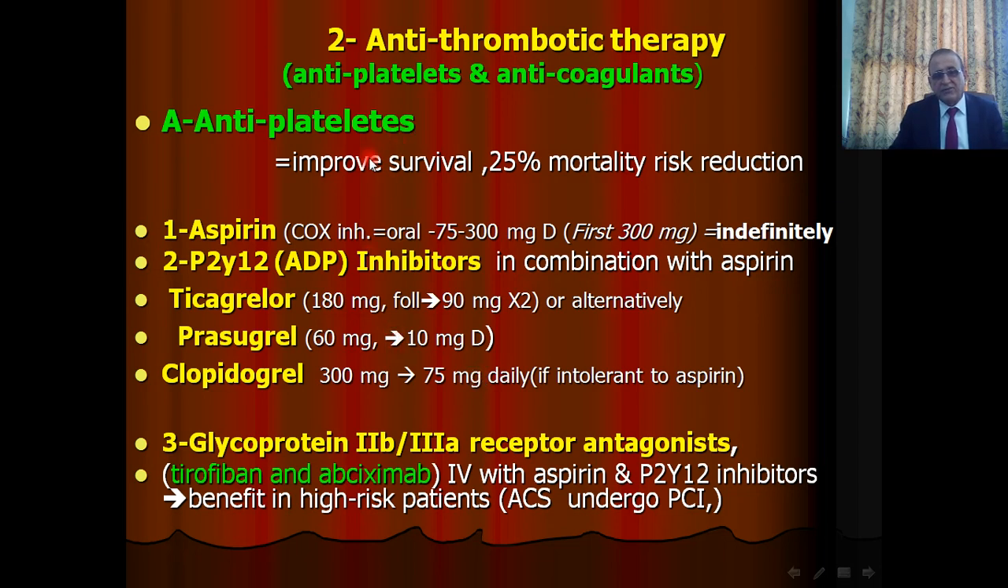In patients who are high risk, especially those undergoing PCI angioplasty, you will give a third inhibitor of platelets, which is the strongest one. The final common pathway of platelet aggregation is glycoprotein IIb/IIIa. You give the receptor antagonist for this. This is called tirofiban and abciximab. So this is the third one, but is given intravenously with aspirin and ADP inhibitors. This is all about antithrombotic therapy.